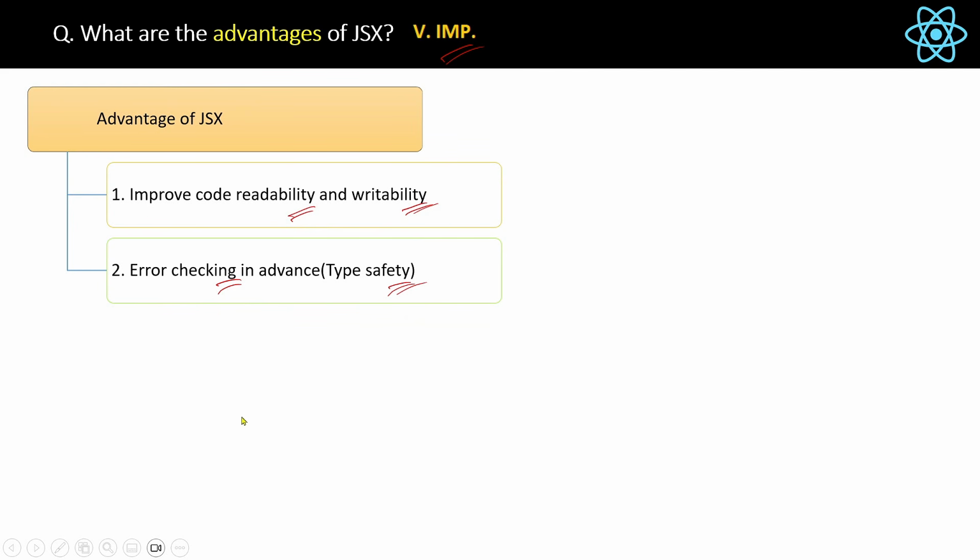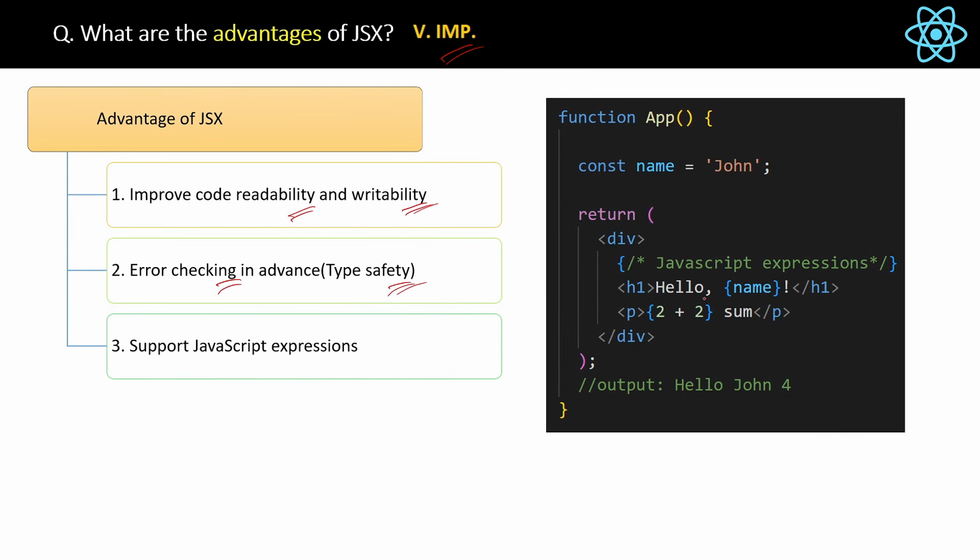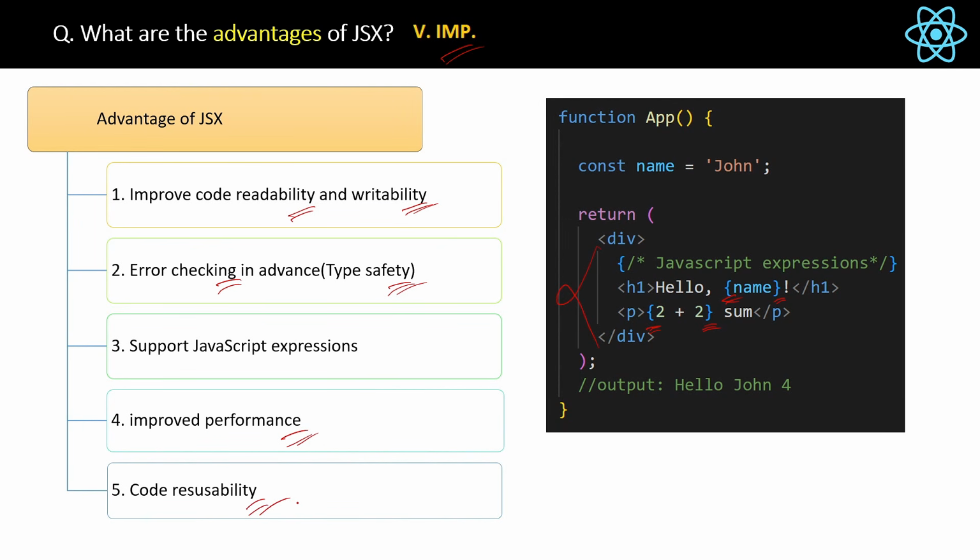Then the next advantage about JSX is it supports JavaScript expressions. Okay, so if you see the code here, then the things we have put inside the curly braces are the JavaScript expressions, and JSX supports them and allows them inside its own syntax. Okay, so basically JSX has taken all the good things from JavaScript also. Other advantages of JSX are improved performance, and then another one is code reusability. Okay, so basically everything has been done to keep JSX simple and easy to understand. Now you know the main advantages of JSX, right?